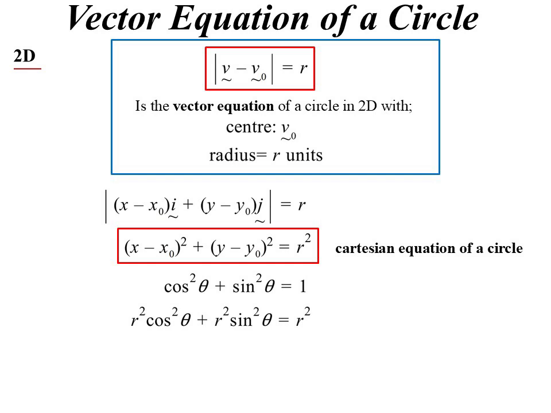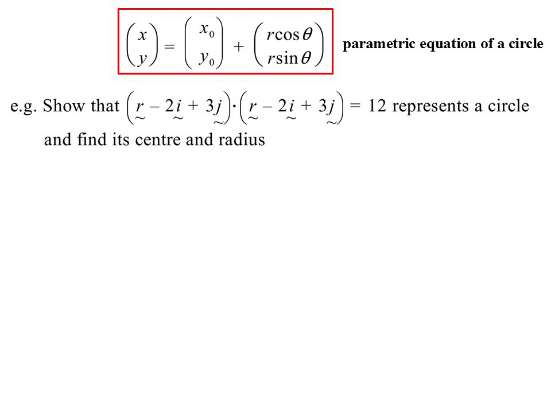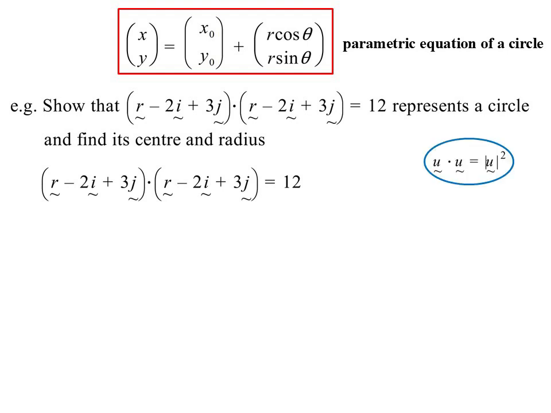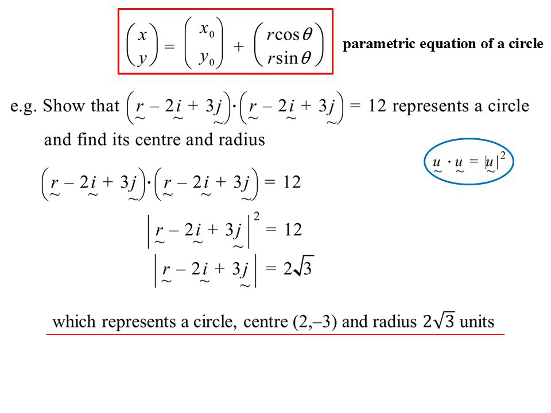And straight away now we can see some parametrics here. x minus x0 would be r cos, y minus y0 would be r sine. We created parametrics for our circle. But we're going to show that this represents a circle. Well, dot by itself, you'll notice we've got the vector dot itself, remembering that's the magnitude of the vector squared, but straight away I can do that. Well, that's the vector form of a circle. I got it straight away. So it does represent a circle, and from there I can read off that the centre is (2, -3) and the radius is 2 root 3.